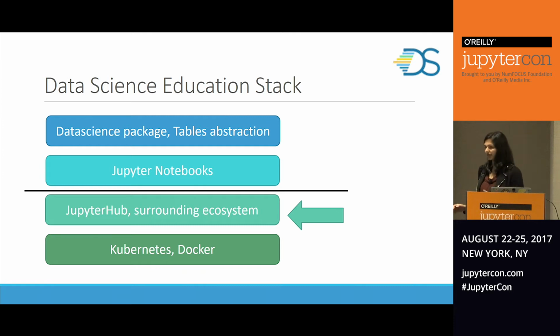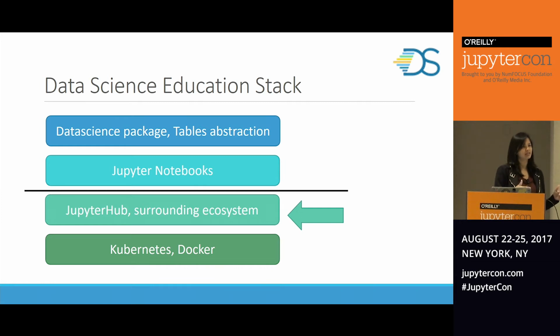So before I actually get to the technology, I have this diagram of what we like to call the data science education stack. That line in the middle represents an abstraction barrier, and everything above that is what's visible to the students, which is kind of what we just discussed: the data science package, the tables abstraction, and notebooks. And the things below that are the ones that are abstracted away from them. I'm going to focus on that third layer, which is the JupyterHub and the surrounding ecosystem.